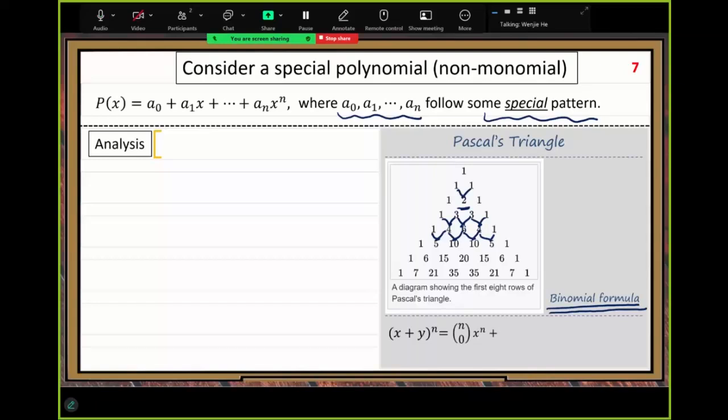We use the combinatorial numbers. N choose 0, combinatorial number. N choose 1. N choose 2. All these combinatorial numbers. In your discrete math, you learned the combinatorial numbers, right? Where you have M balls in your pocket. They look exactly the same.